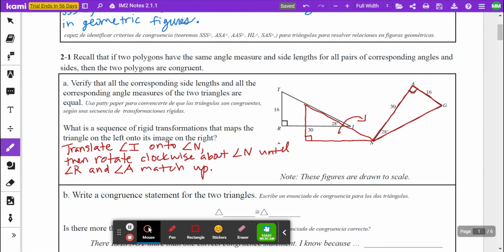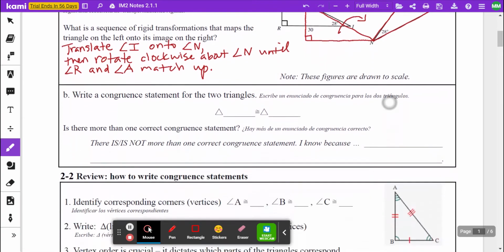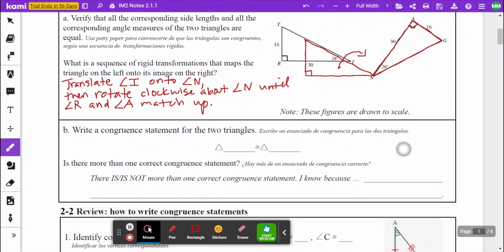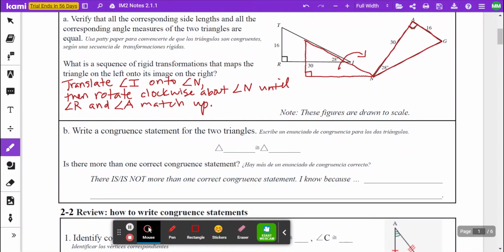We continue. Write a congruence statement for the two triangles. My congruence statement is going to be, I'll write it in blue, triangle T, R, I is congruent to triangle G, A, N.